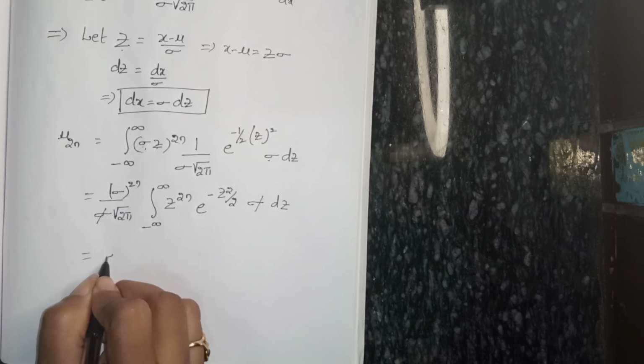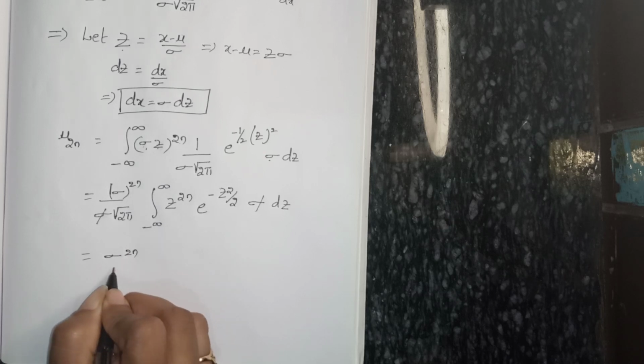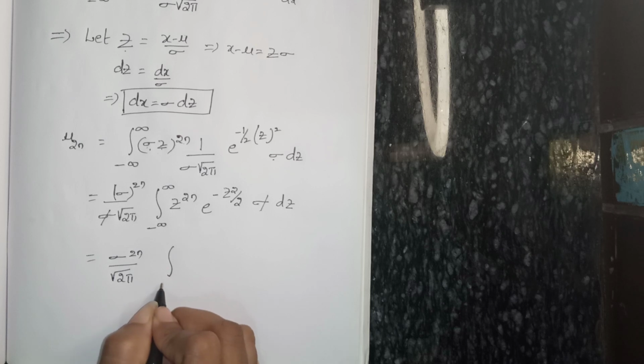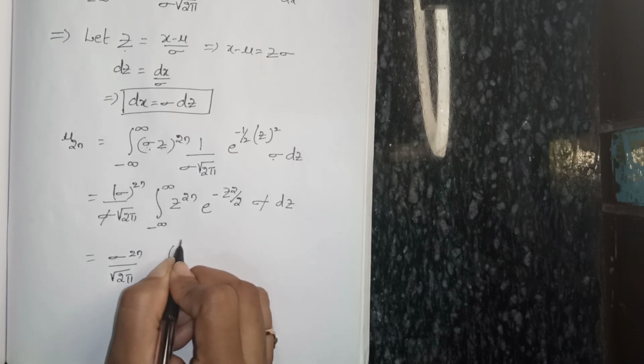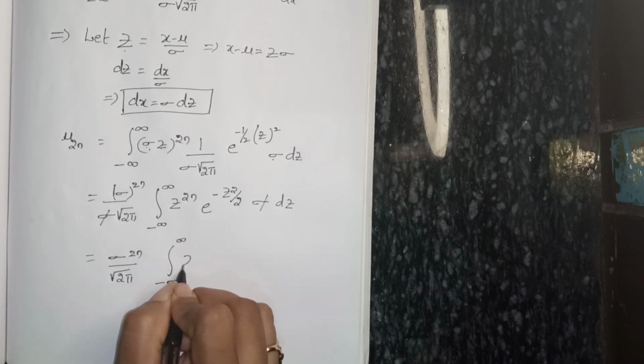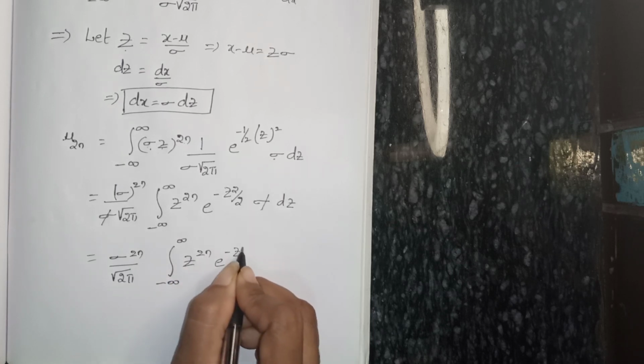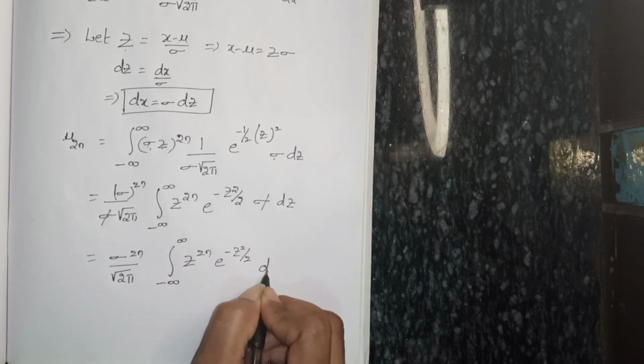So the remaining term is sigma whole to the power of 2n by root 2 pi, integration from minus infinity to plus infinity of z power 2n e to the power of minus z square by 2 dz.